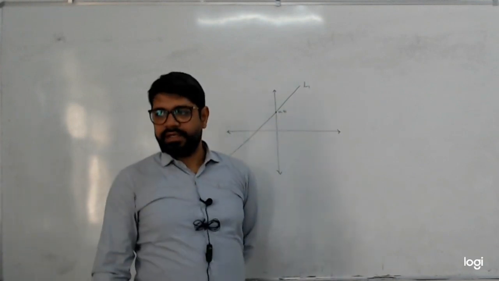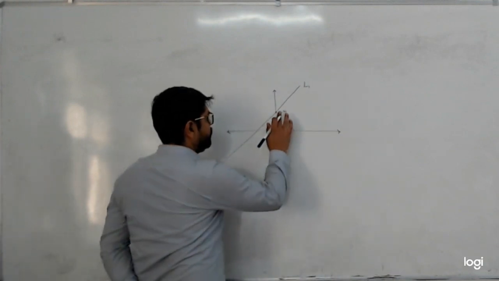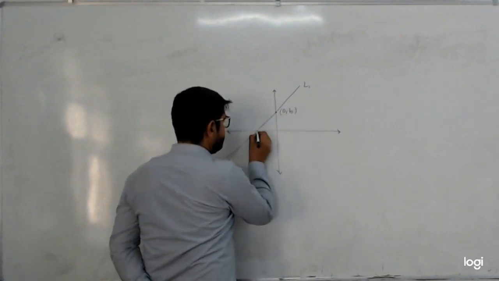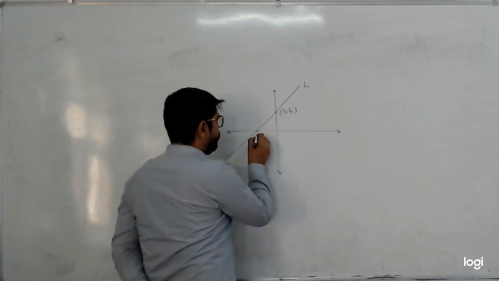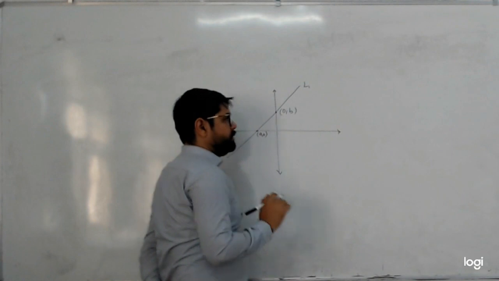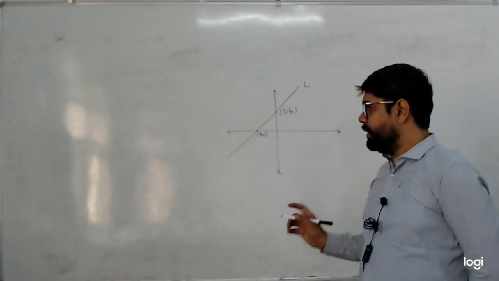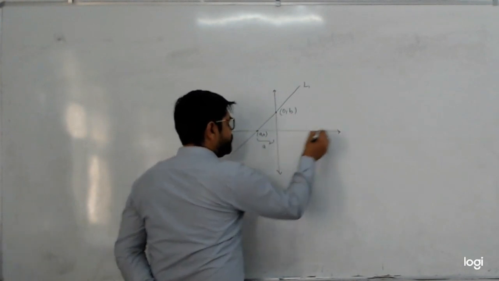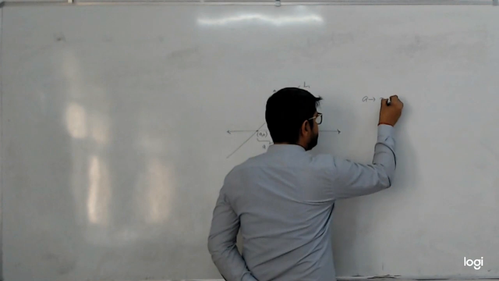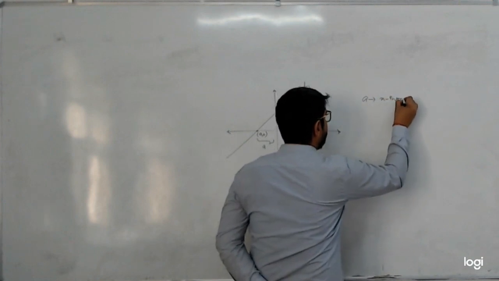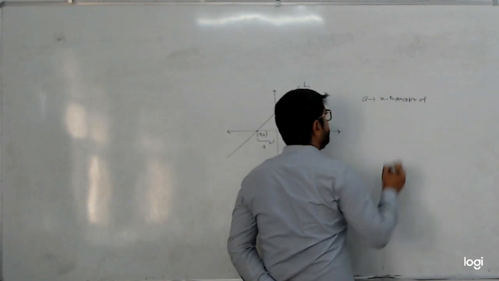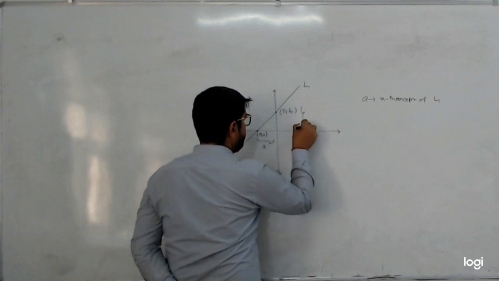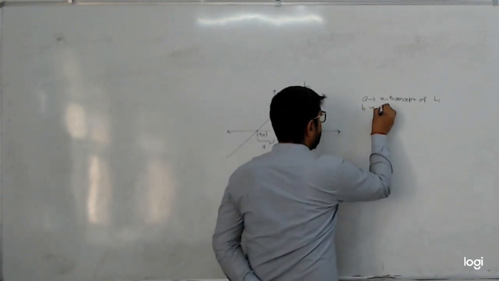This line is intersecting the y-axis at a point say (0, p), and it is intersecting the x-axis at a point (a, 0). Then a is called the x-intercept of line L1. This p is called the y-intercept of line L1.